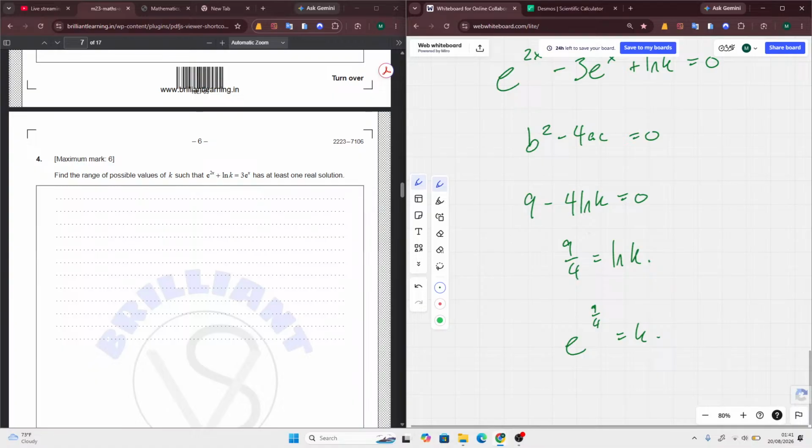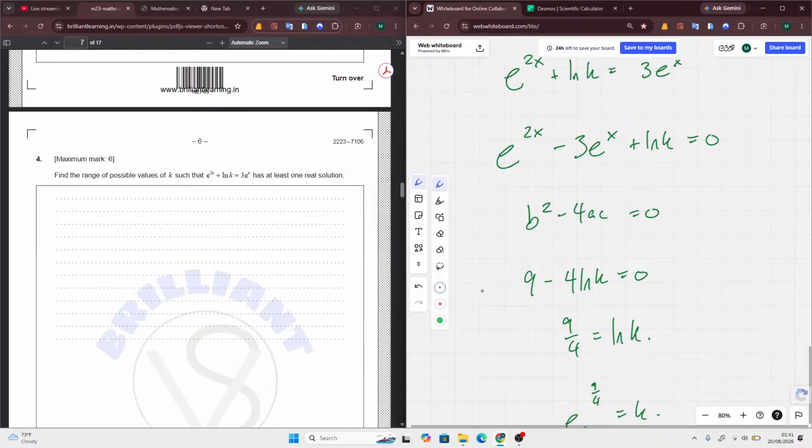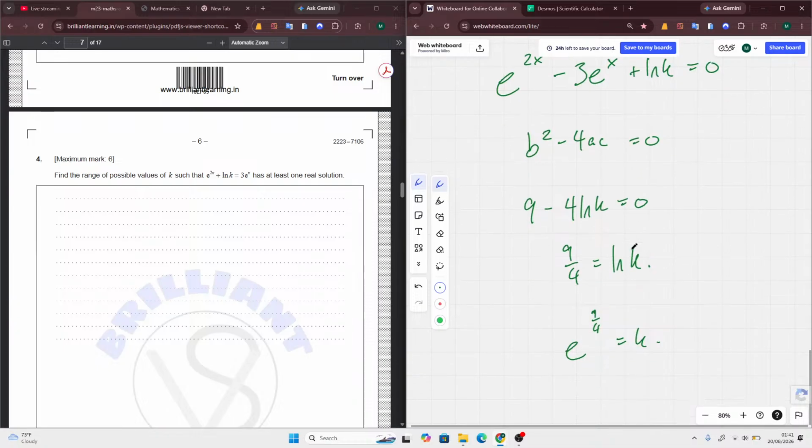Okay, is that correct? e to the 9/4 is k, yeah. Find the range of possible values for k such that we have one solution. So it's saying range of values such that it's at least one. Terrible mistake. So greater than or equal to 0. So we'll just fill that in.